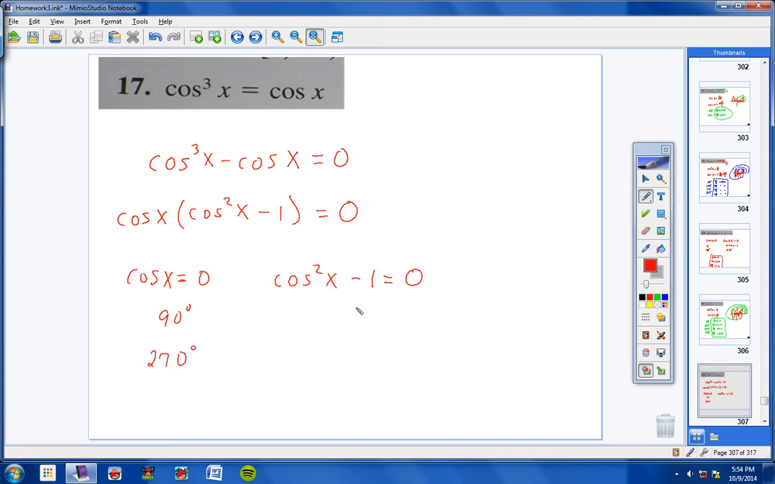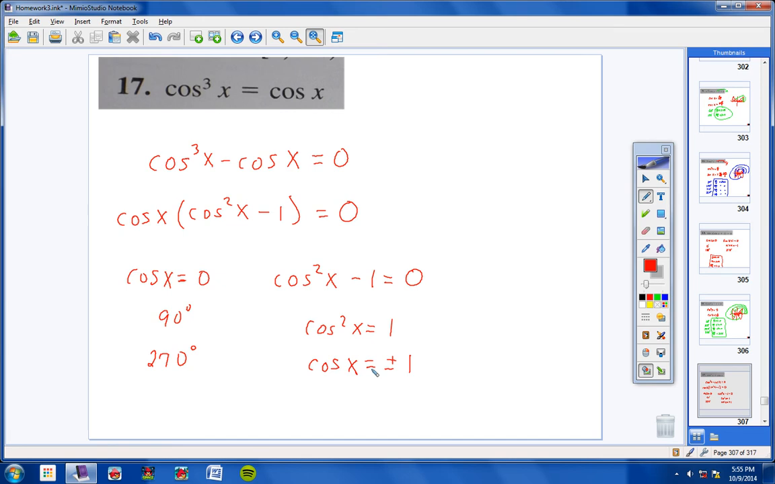Now, cosine squared equals 1. I would bring the 1 over and make it a positive 1. Then take the square root of both sides, so the square root of cosine squared is cosine. And the square root of 1 will be plus minus 1. Don't forget the plus minus, okay? So, we're looking for angles that when I take the cosine of that angle, I get positive or negative 1. So, that's going to be, once again, a quadrant angle.